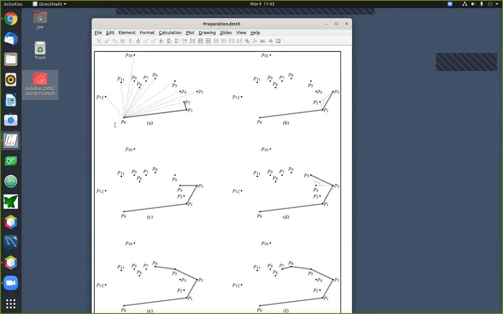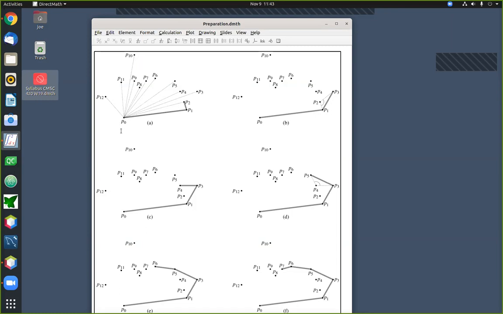So in the picture here, the point that's labeled P0 is going to play the role of the reference point, and it's chosen for that role because it has the lowest y value of any of the available points. That's why that particular point gets chosen.